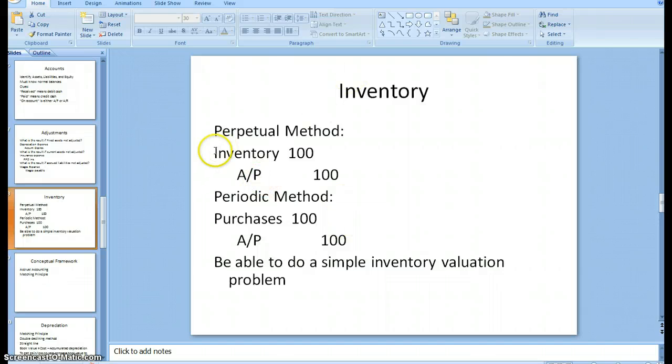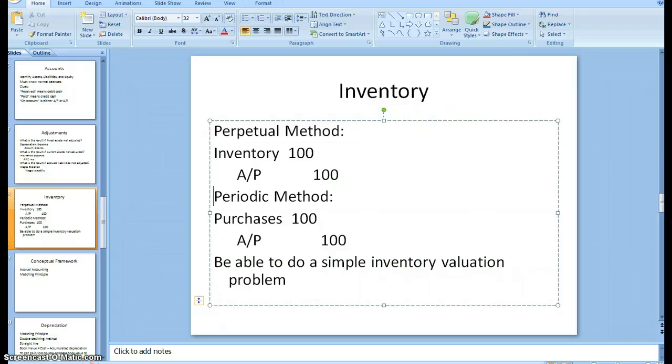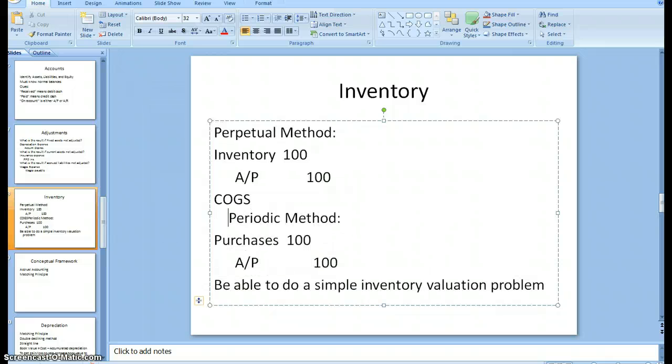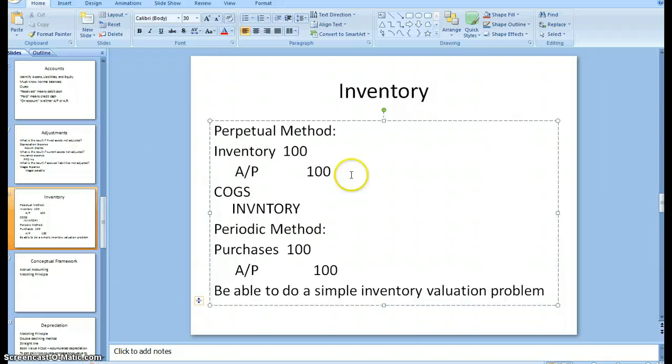Inventory. In a perpetual method, you are always keeping track of your inventory balance. So when you purchase, you debit inventory and credit accounts payable. At a sale, right, you are going to debit cost of goods sold and credit inventory. Okay, so that would be at the sale.